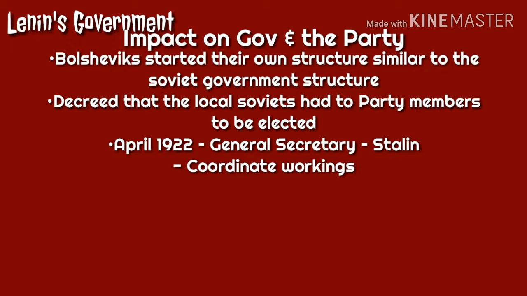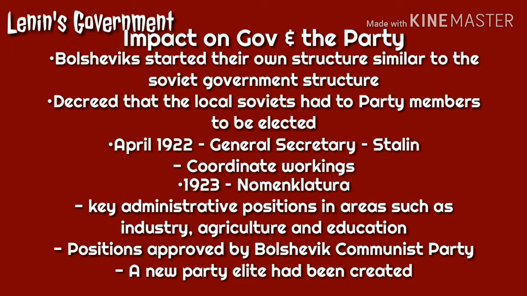Soon it was decreed that local Soviets, where workers and peasants were supposed to have their voice, now had to be party members. In April of 1922, Stalin was made General Secretary, where he could coordinate working positions. In 1923, he introduced the nomenklatura. These were people who held key positions in areas such as industry, agriculture, and education. These positions had to be approved by the Bolshevik Party. This created a new party elite.